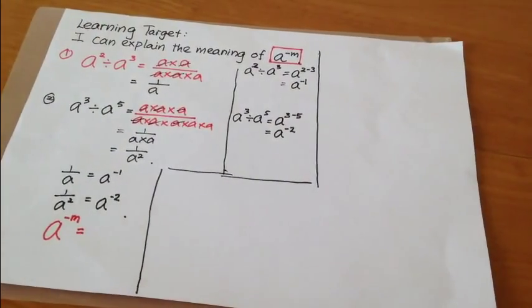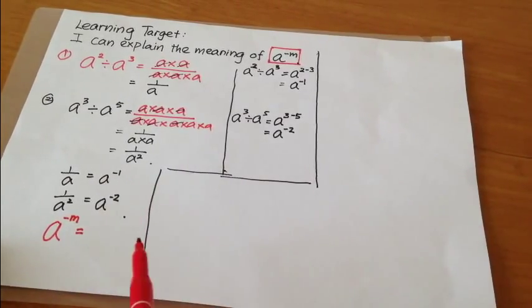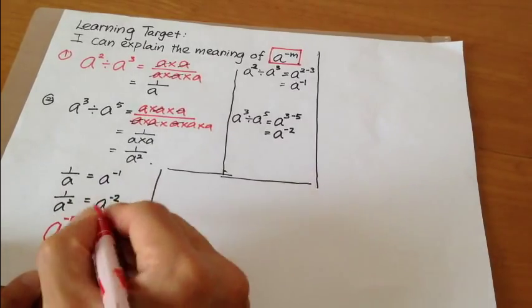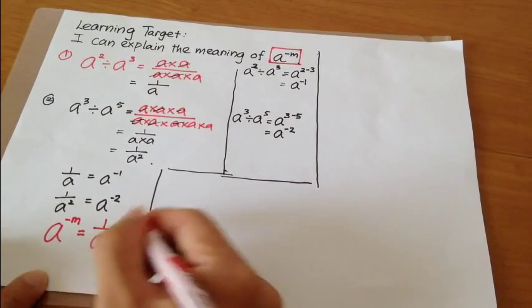Now at this stage, you probably know how to answer this question. What's the meaning of a to the power of negative m? Using this observation, it must be obvious that this is 1 over a raised to the power of m.